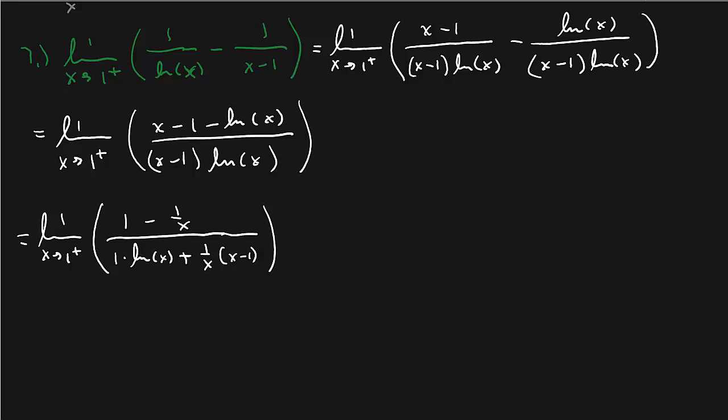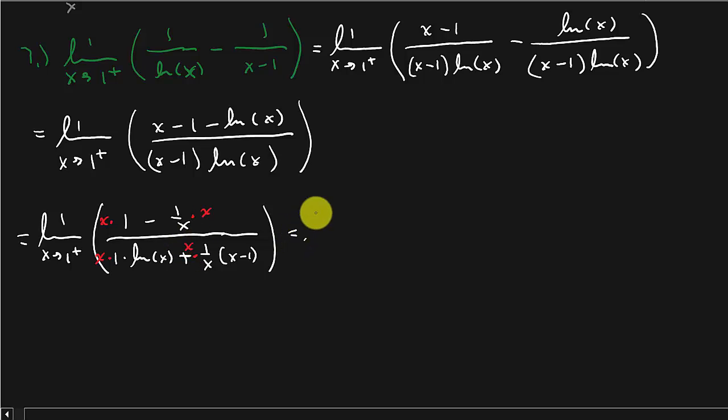So let's see about cleaning this up a little bit, simplifying it some. So remember, to simplify this, I'm just going to multiply each term by x. And so that's going to leave me with the limit as x goes to 1 from the right. That's going to be x minus 1 over x natural log x plus x minus 1.